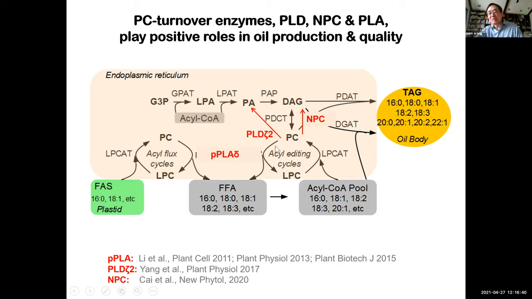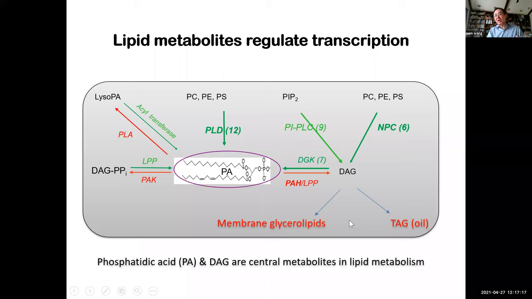Also, some specific D type of phospholipases can hydrolyze PC and produce phosphatidic acid, which is a precursor for making diacylglycerol. So in this series of studies, the different families of enzymes, and again, each of these enzymes is a family of enzymes, we have identified some of the first specific players, and they contribute to the oil production.